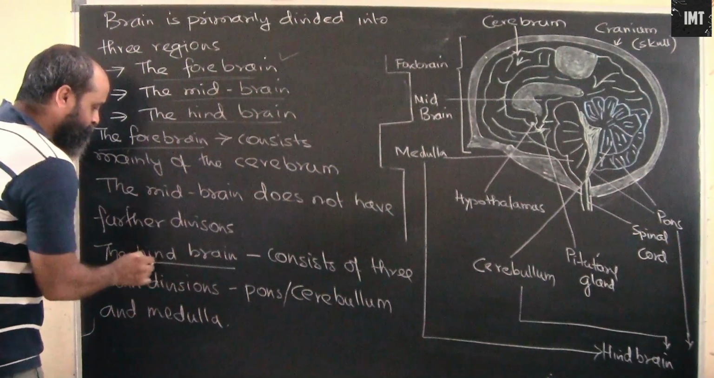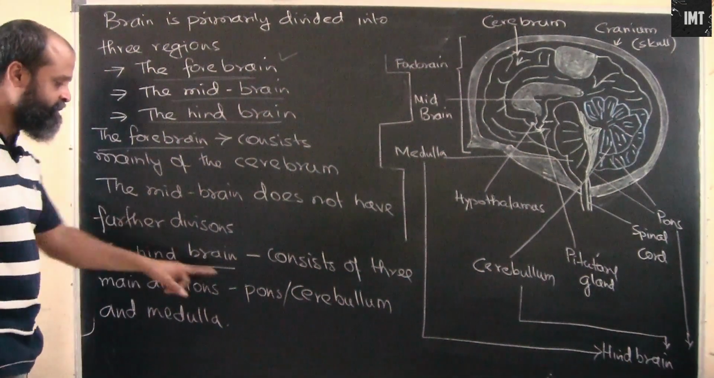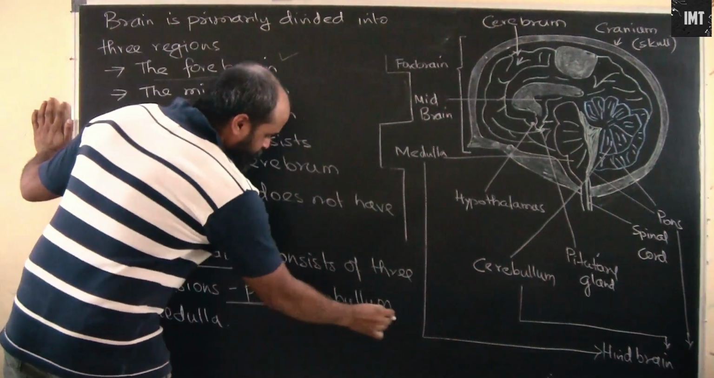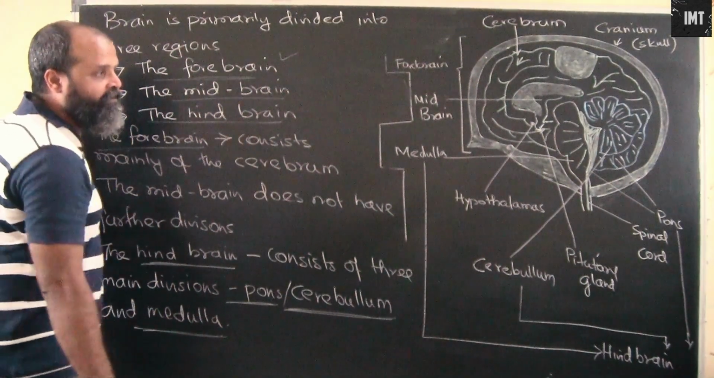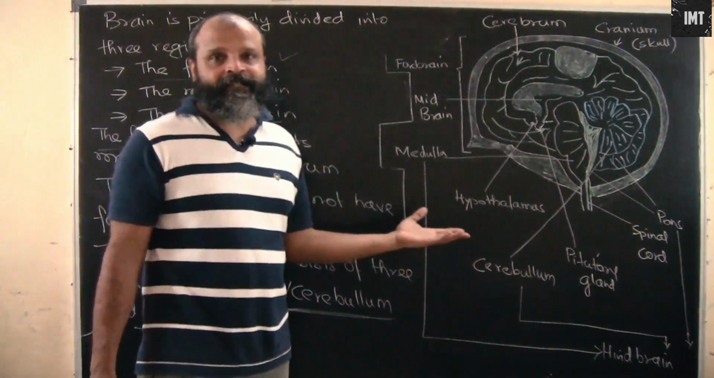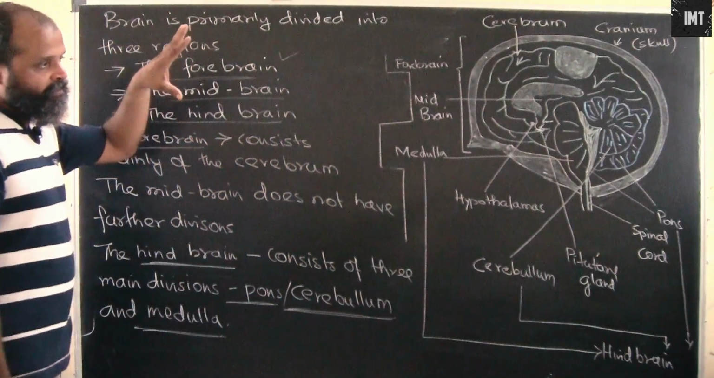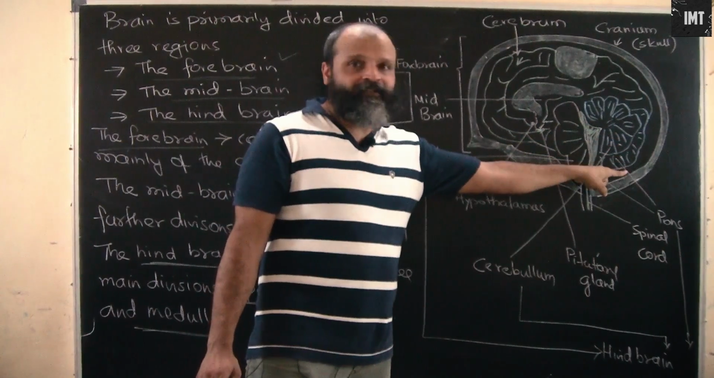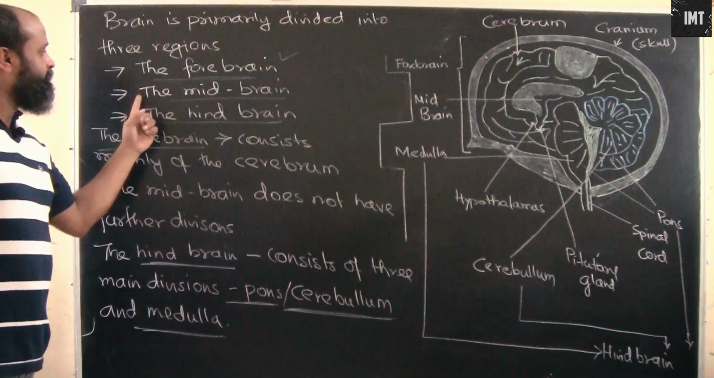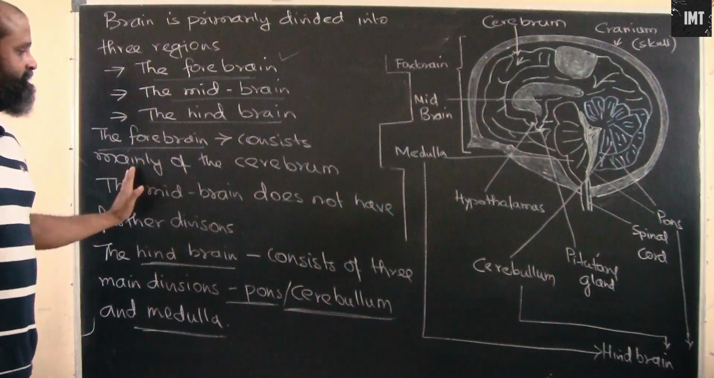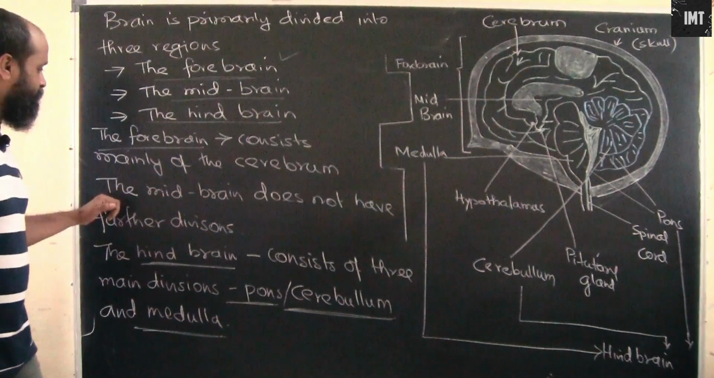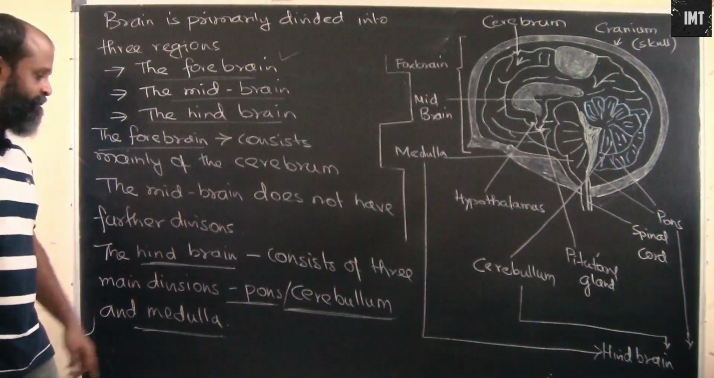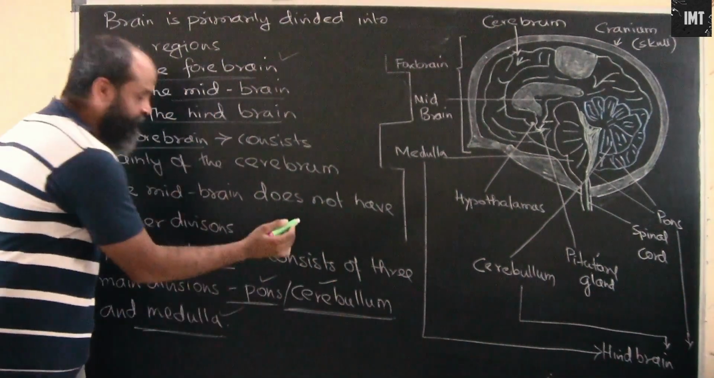The hindbrain consists of three main divisions: the pons, the cerebellum, and the medulla. So this is the basic structure of a brain. This is the forebrain part, then we have the midbrain part, and then the hindbrain. The forebrain consists mainly of the cerebrum, the midbrain does not have any further divisions, but the hindbrain can be divided into pons, cerebellum, and the medulla.